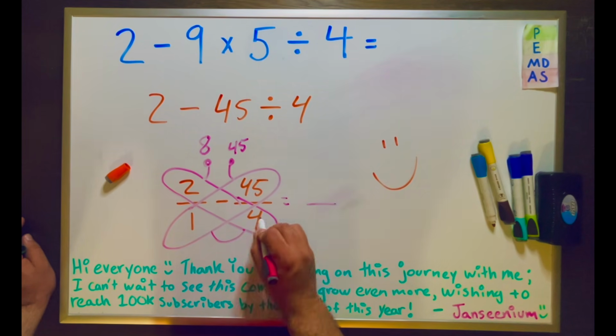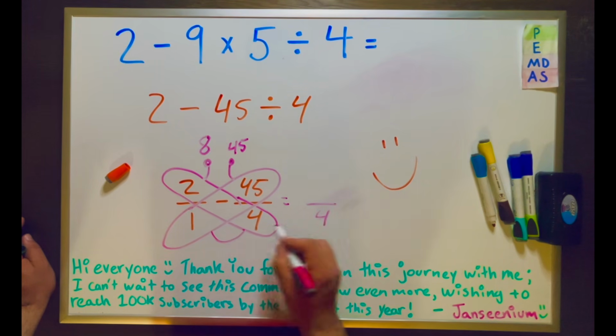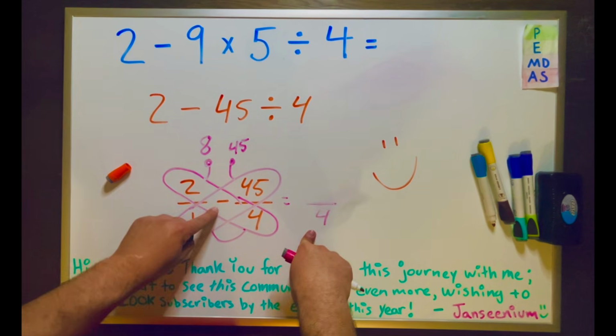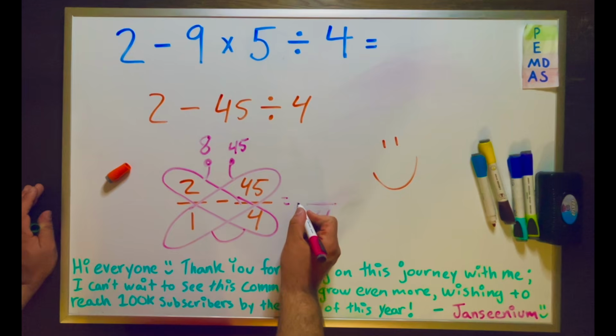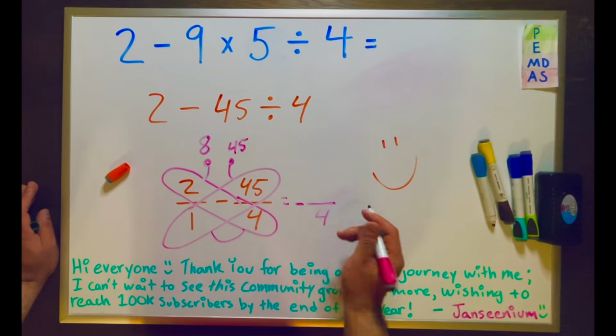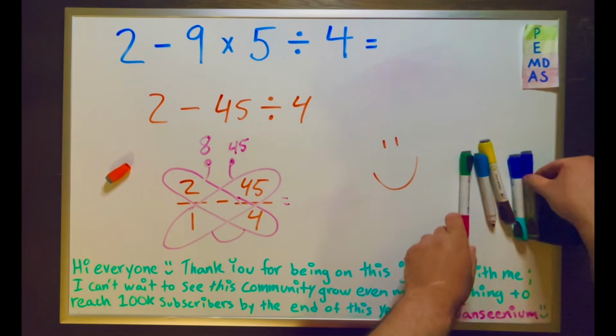So we got our denominator, which is 4. So 1 times 4 is 4. And we're going to subtract 8 minus 45. So we know that the answer is going to be negative. So let me use a different color. I'm running low on ink for that color.